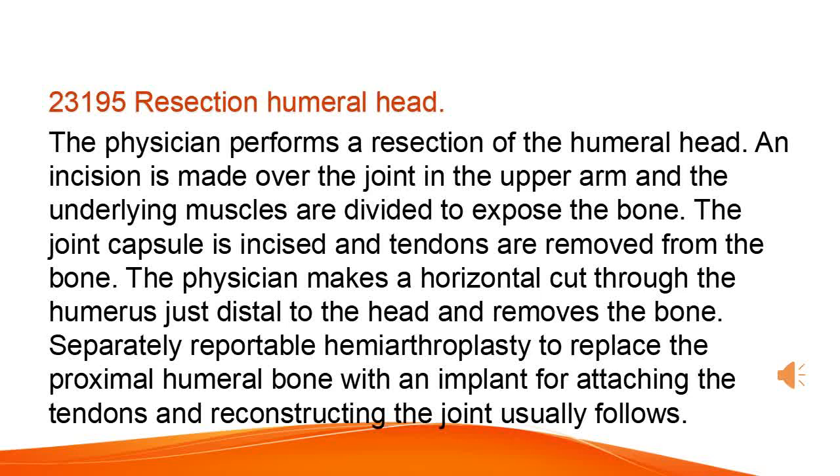The physician makes a horizontal cut through the humerus just distal to the head and removes the bone. Separately reportable hemiarthroplasty to replace the proximal humeral bone with an implant for attaching the tendons and reconstructing the joint usually follows.